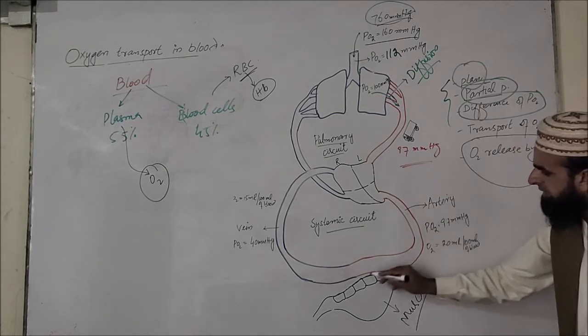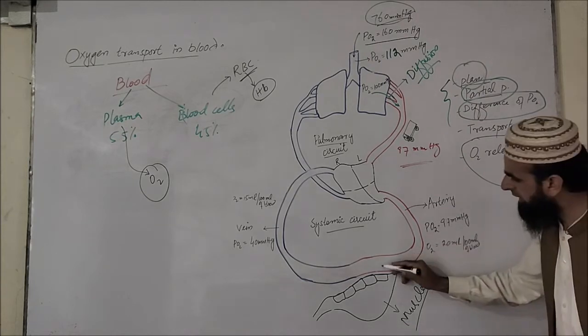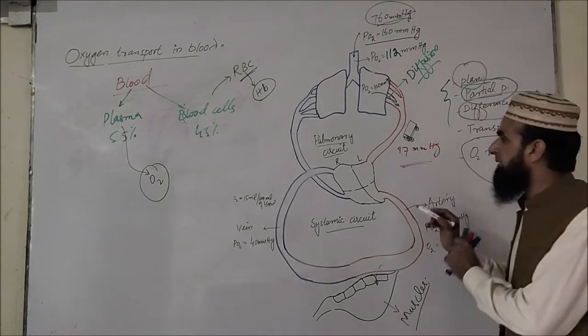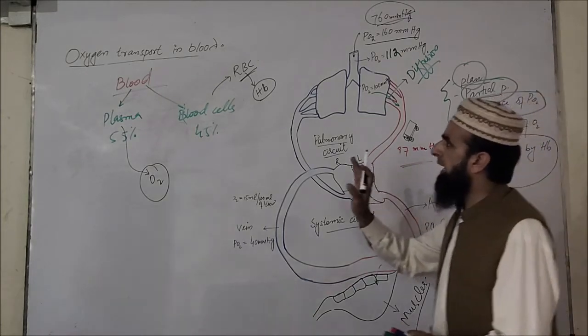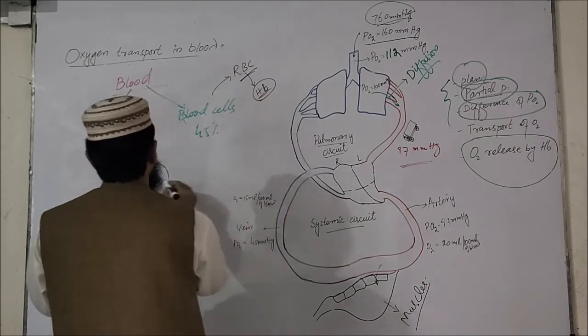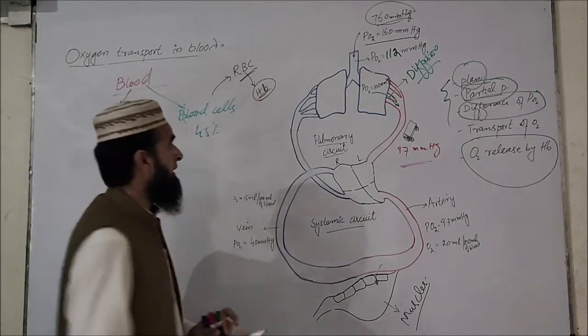So when the blood reaches the muscle, how this oxygen is released by the hemoglobin and how that oxygen is given to the tissues or tissue cells. So we will talk about that. But before that, we have to discuss the transport of oxygen through hemoglobin and through plasma. Here is a very important question.